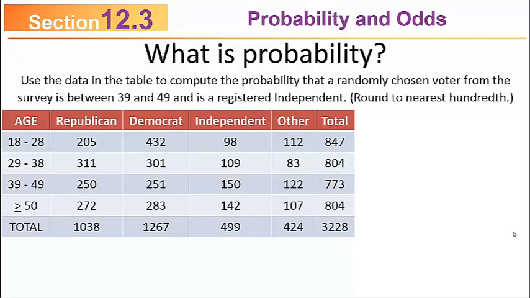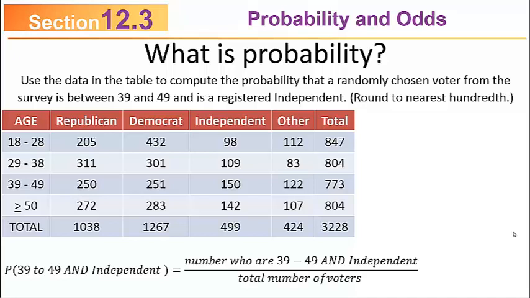This problem says, use the data in the table to compute the probability that a randomly chosen voter from the survey is between 39 and 49 and is a registered independent, and then round your final answer to the nearest hundredth. So we keep our answers as fractions unless they tell us to round something. And as soon as they tell us to round something, we know we can use decimal approximations. So the probability that the person is between 39 and 49 and is an independent is what we're looking for. So that's going to be the number of people who are 39 to 49 and independent over the total number of people altogether, in this case the voters, which is given in the table.